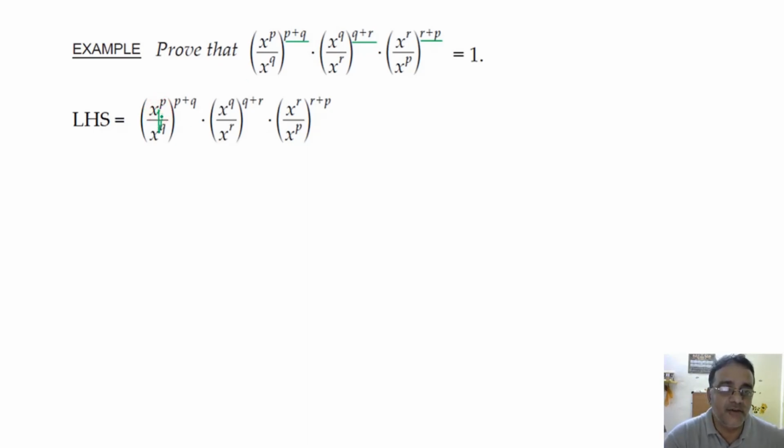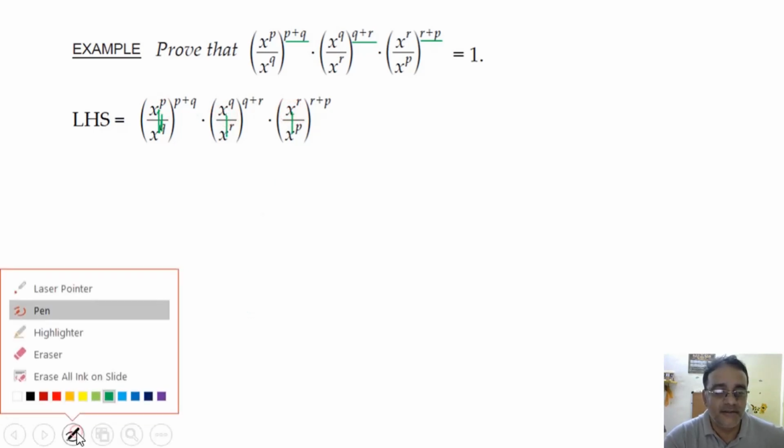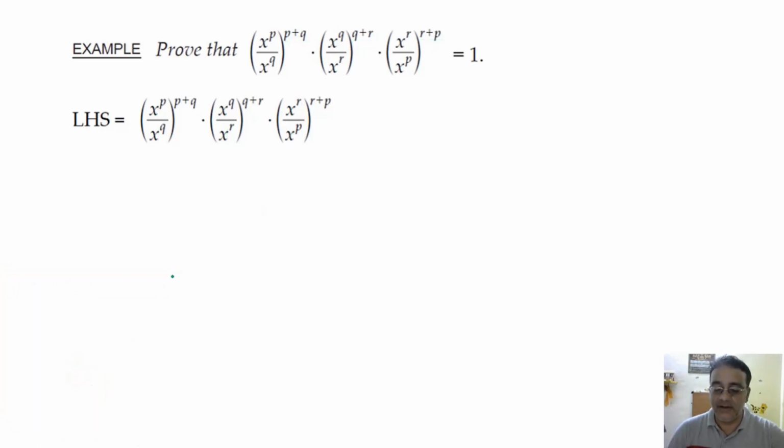डिवीजन रूल अप्लाई करेंगे ये दोनों में, इन दोनों में भी, इन दोनों में भी. So what you will get? Which formula I am talking about, division rule? Law क्या है अर्पिता? Sir, a to the power m divided by a to the power n is equal to a to the power m minus n. ओके, वेरी गुड. सो पूरे में तीनों में यही हम लोग अप्लाई करेंगे. So this will become x to the power p minus q, and this will become x to the power q minus r, and this will become x to the power r minus p.